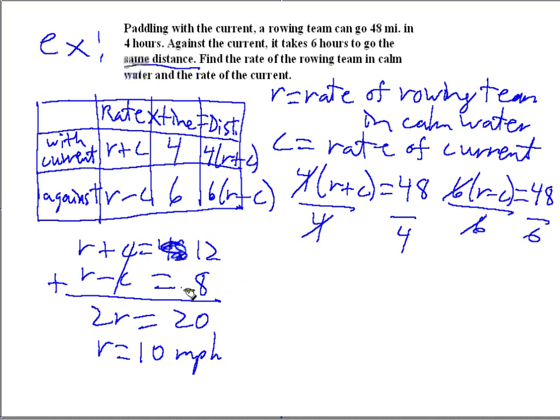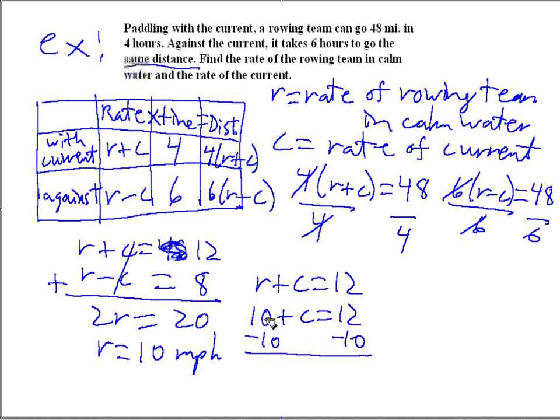Well, again, let's plug it into the first equation here. R plus C equal to 12, right? I just found R to be 10. Plug it in. So 10 plus C is equal to 12. Subtract 10 on both sides. Hopefully we see that C is equal to 2 miles per hour. So the rate of the current is 2 miles per hour. Rate of the rowing team in calm water, 10 miles per hour. And we have our solution here for both parts of the question.